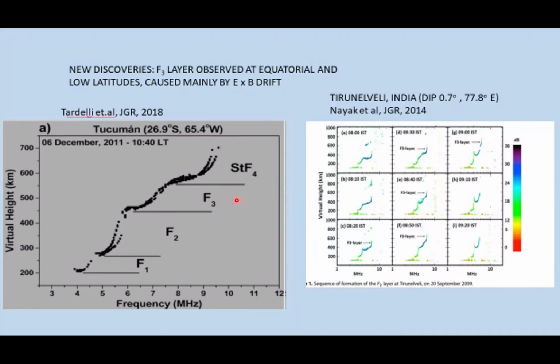This has been studied in very great detail over a large number of low and equatorial latitudes. This is a recent paper in 2014 by Nayak et al. from the Indian Institute of Geomagnetism, published in the Journal of Geophysical Research. So it's an interesting new feature. Here it also shows another feature which is written as STF4, ST standing for storm, and for storm time, sometimes even still another layer above the F3 layer, or F4, has been observed from a South American ionospheric observatory by name Tucumán in Argentina.